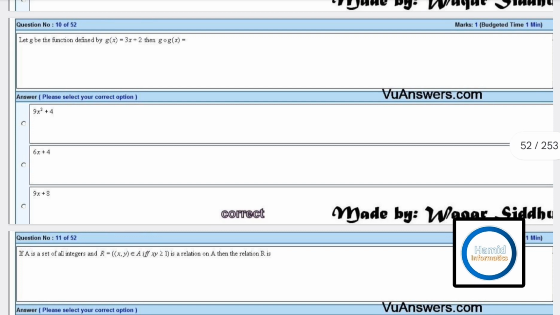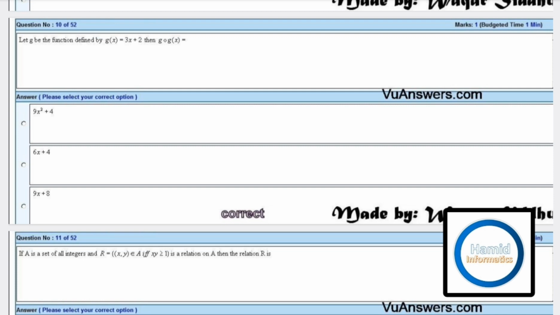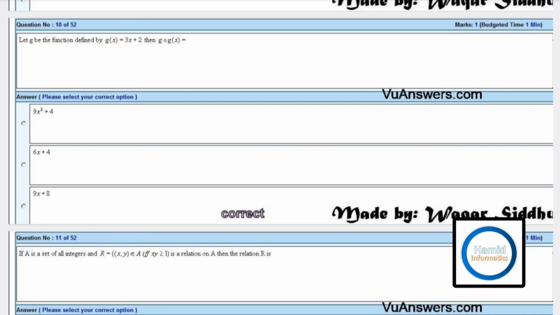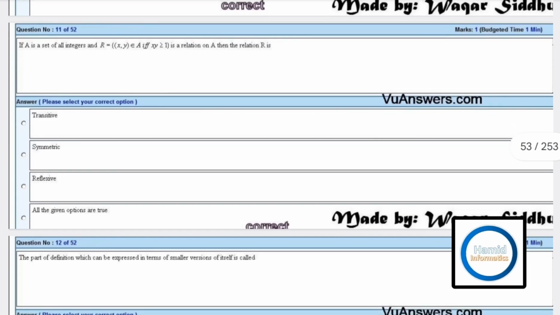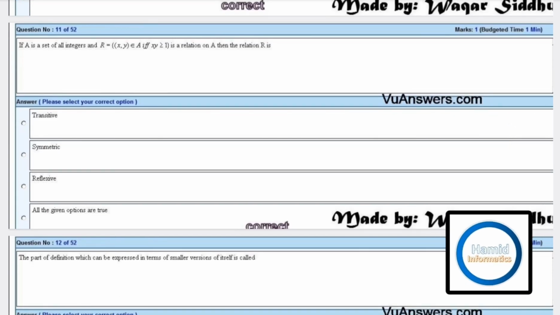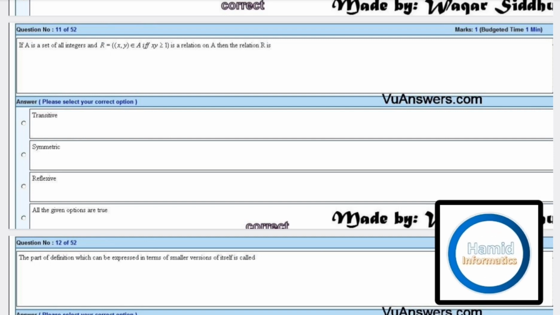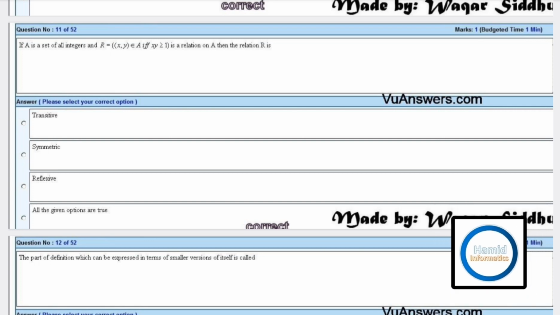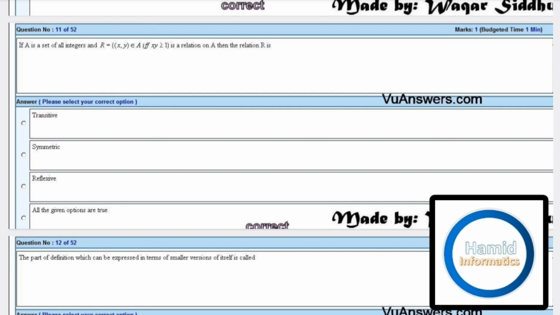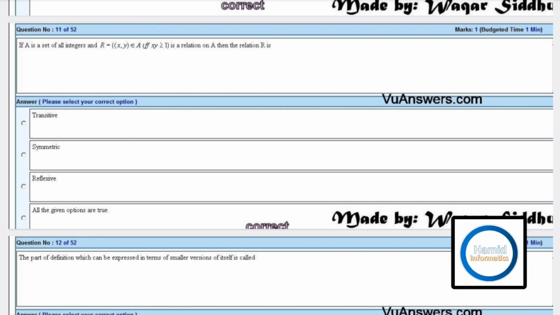Next one is let g be a function defined by g of x equals 3x plus 2, then g of g of x will be 9x plus 8. And the next one is if A is a set of all integers and R is a relation on A defined by x R y if xy is greater than or equal to 1, then the relation R is, all the given options are true: transitive, symmetric and reflexive.